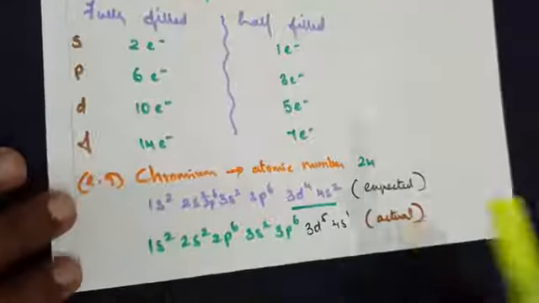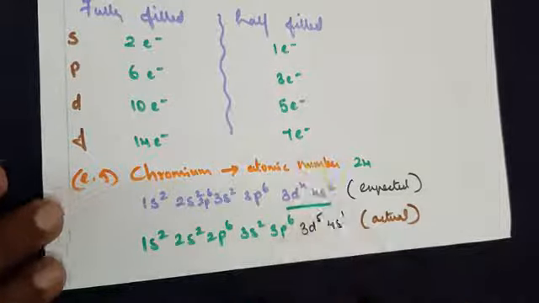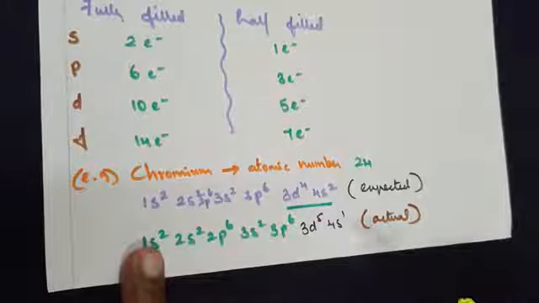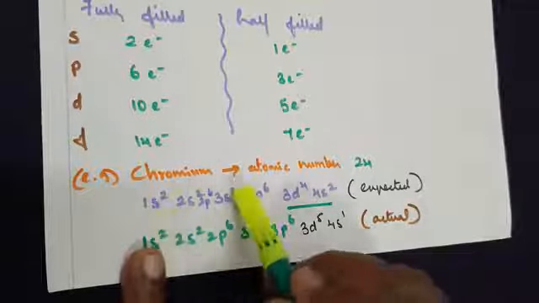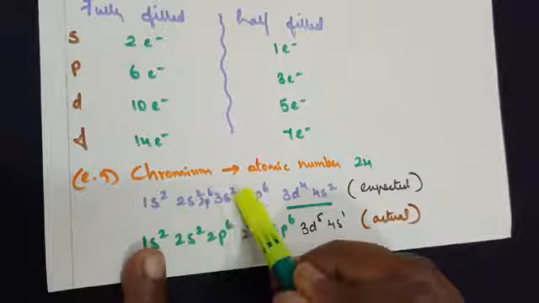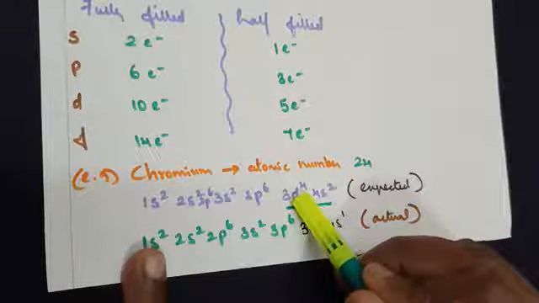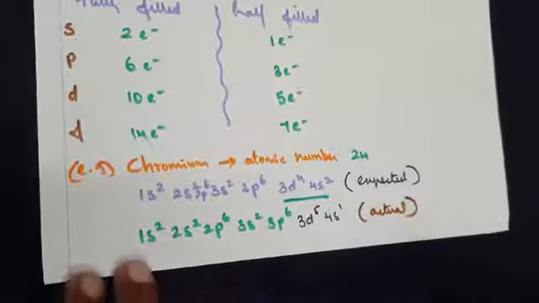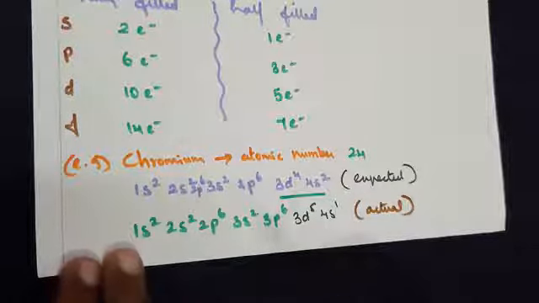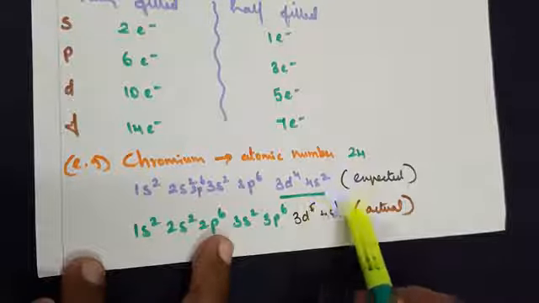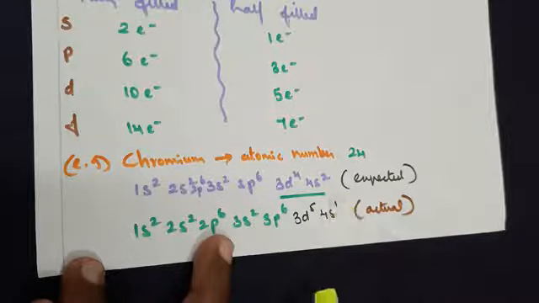To take an example, chromium's atomic number is 24. The expected electronic configuration according to Aufbau, when you plot it out based on the n plus l rule, is 1s2, 2s2, 2p6, 3s2, 3p6, 3d4 and 4s2. But when they did the research work and found the actual configuration, we find 5 electrons in the d orbital and 1 electron in the s orbital. Please see, I have purposely underlined it here.